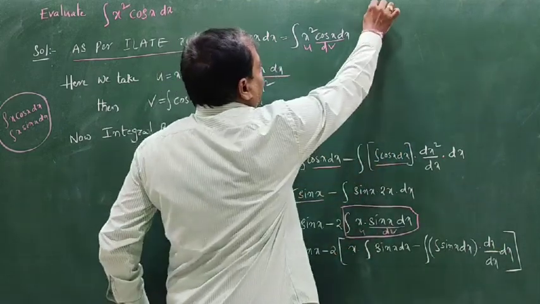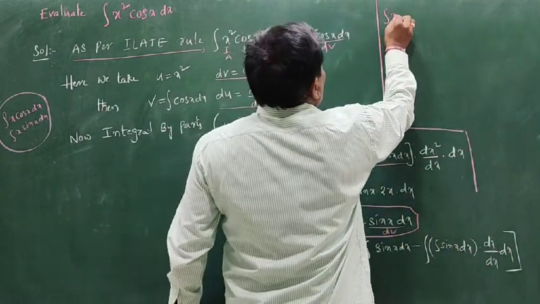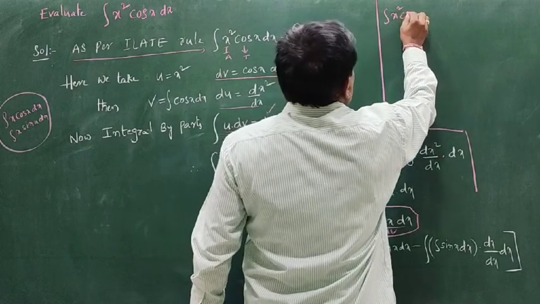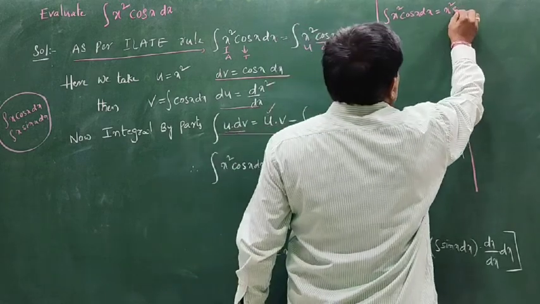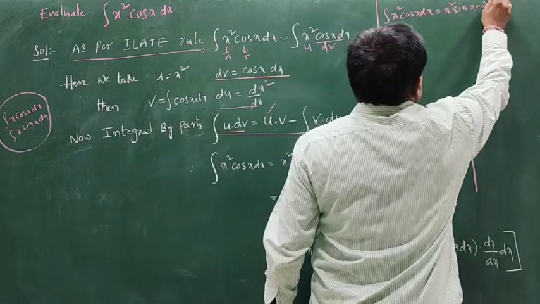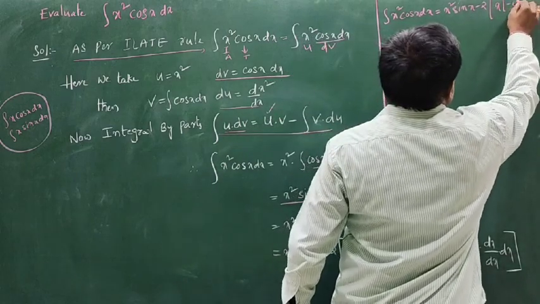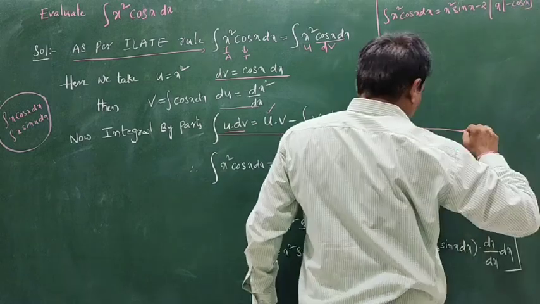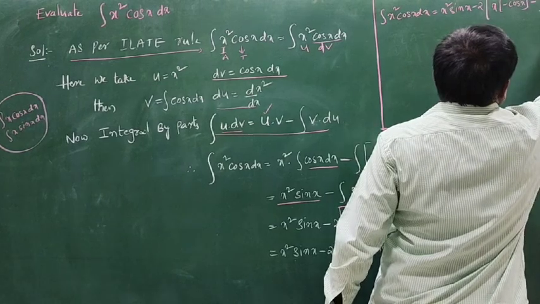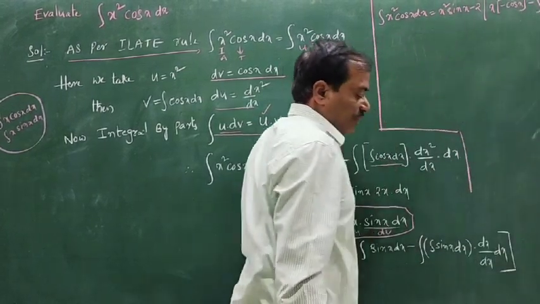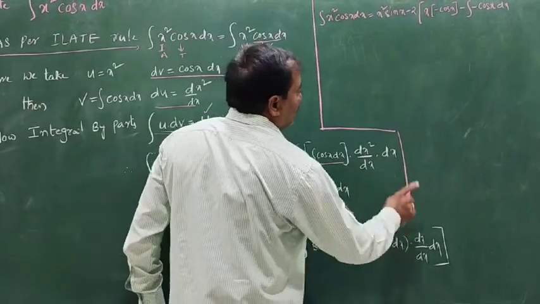Now I write here: integral x square cos x dx equals x square sin x as it is, minus 2 times x into the integral of sin x, which is minus cos x, minus the integral of minus cos x times dx. Here d by dx of x equals 1, so that is why I am writing this.